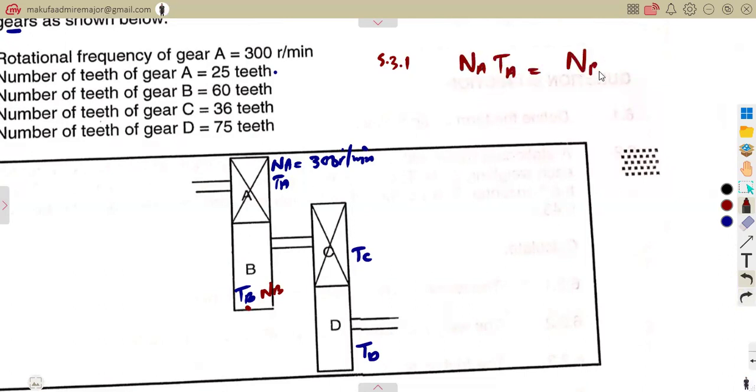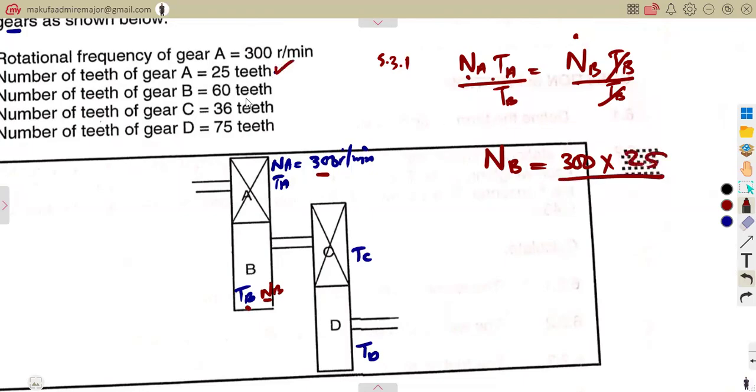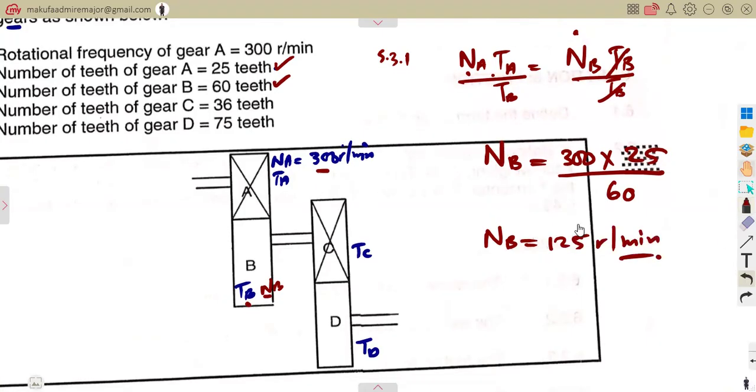NATA is equal to NBTB. So remember, what we want is the speed at B, this one. So you can divide by TB both sides. So that means our NB is going to be NA, which is the speed at A. We are given 300 times TA, that is at A, we've got 25 teeth over TB, which is 60. So that is going to give us the speed at B in revolutions per minute. That is 120 revs per minute. So that is your question.